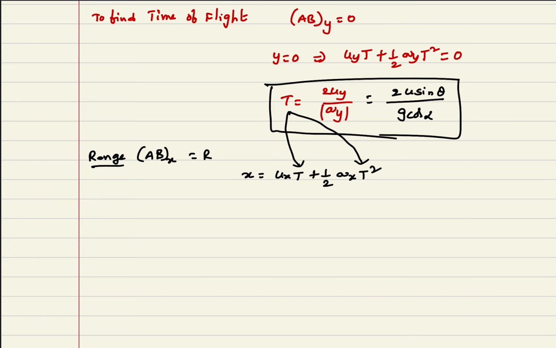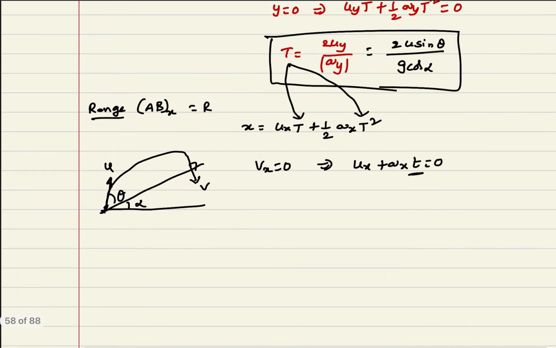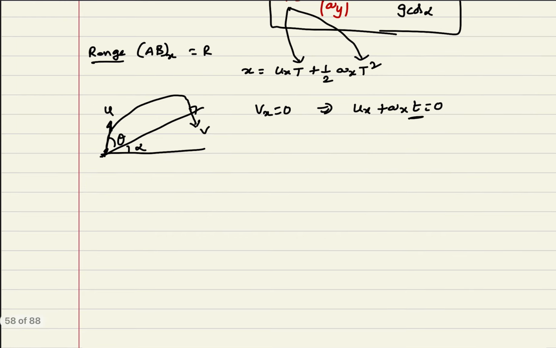Don't try to remember this formula. Similarly, if a problem says the particle projected at angle theta is striking normally, that means vx is equal to 0. If vx is equal to 0, you can write ux plus ax into t is equal to 0, and we can calculate at what time it is striking normally. This kind of question we can observe. If it is parallel to the plane, vy is 0. Based on the conditions we can follow that.